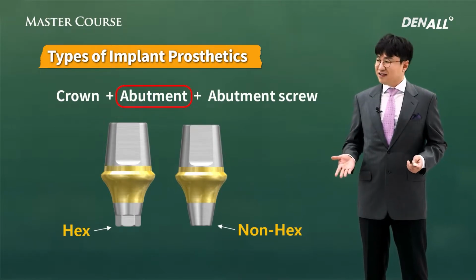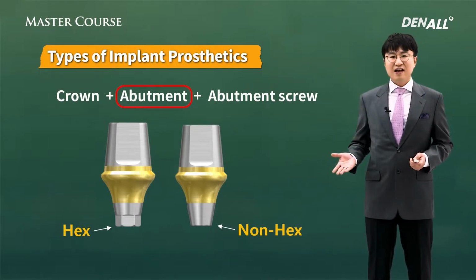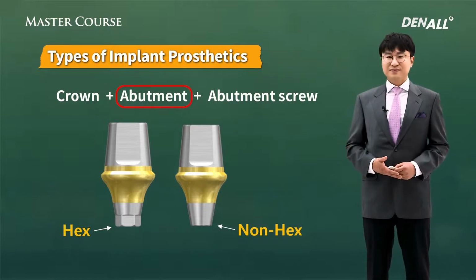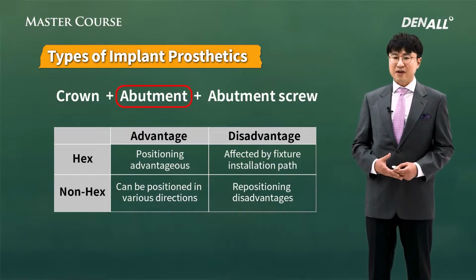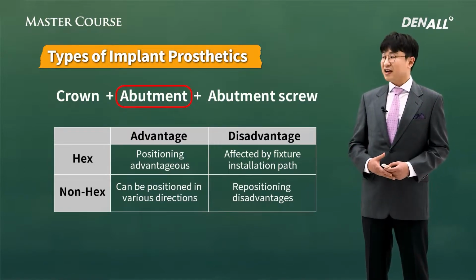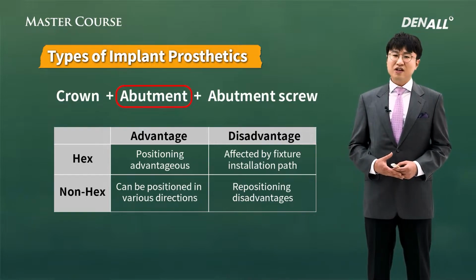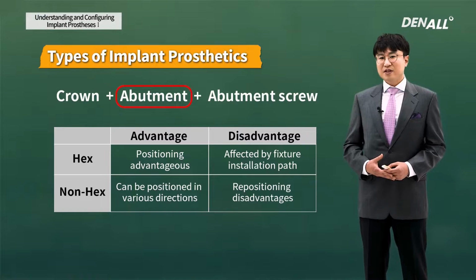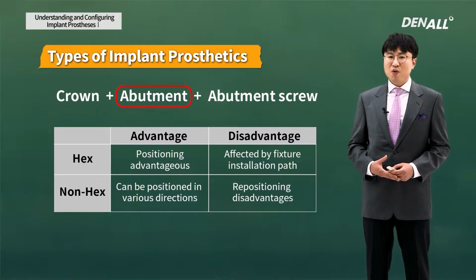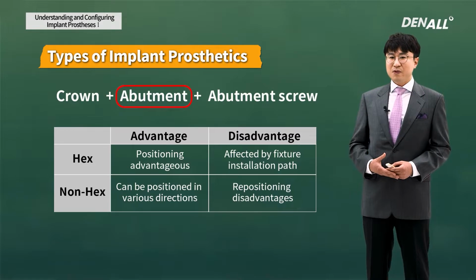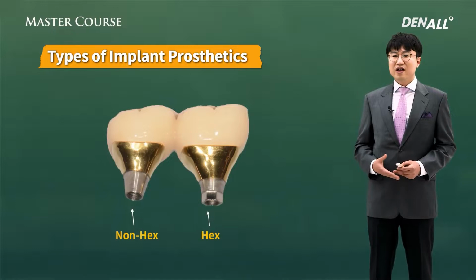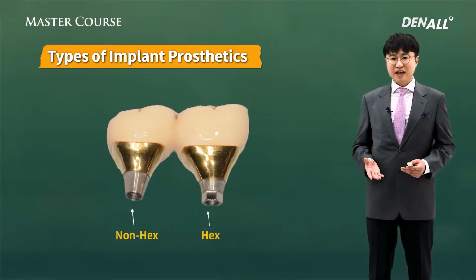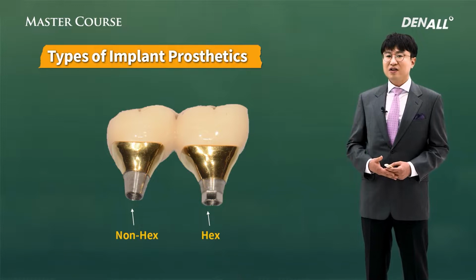A lot of dentists still don't know clearly whether to use hex or non-hex. If you use a hex abutment, it's good for repositioning, but it affects the fixture installation path, and it's very hard to connect. For a non-hex abutment, the advantage is that it's easy to connect, but it has a disadvantage in repositioning. In the master course, the pros and cons of hex and non-hex abutments will be discussed, and I believe by taking that course, you'll be able to choose the right one for the case.